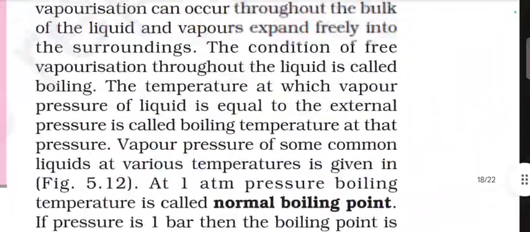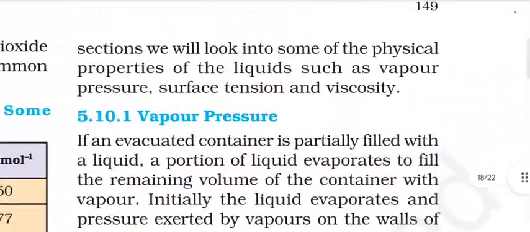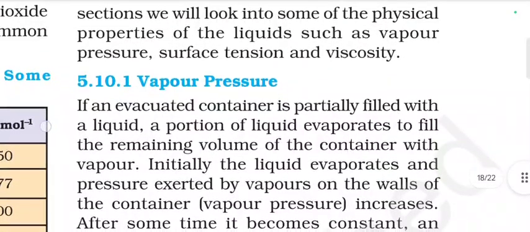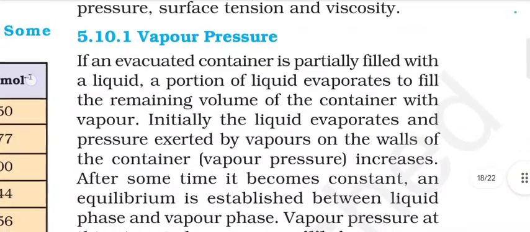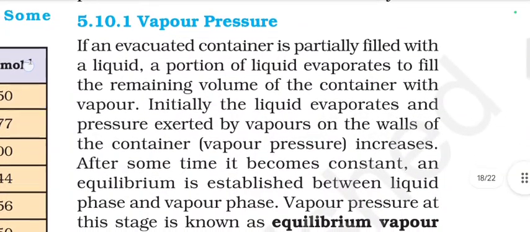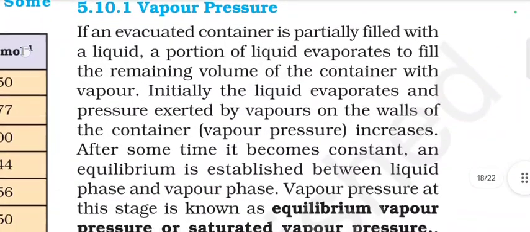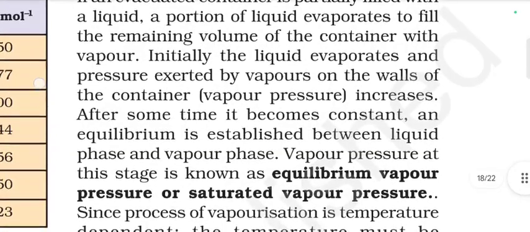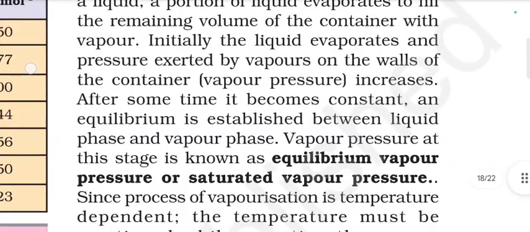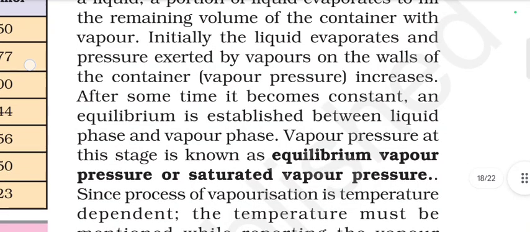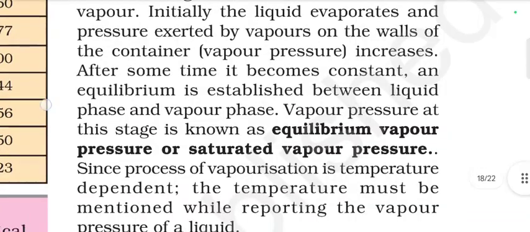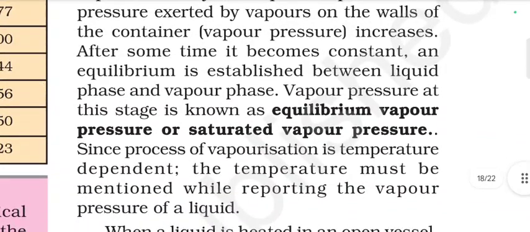In the following sections, we will look into some of the physical properties of liquids such as vapor pressure, surface tension and viscosity. Vapor pressure. If an evacuated container is partially filled with liquid, a portion of the liquid evaporates to fill the remaining volume of the container with vapor. Initially, the liquid evaporates and the pressure exerted by vapors on the walls of the container, the vapor pressure, increases. After some time, it becomes constant; an equilibrium is established between the liquid phase and vapor phase.